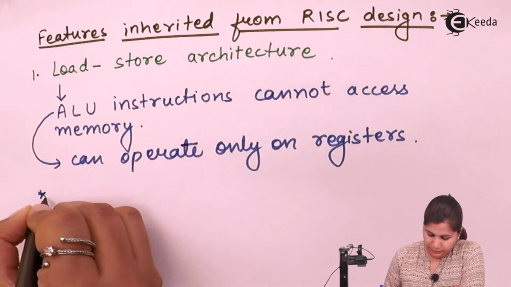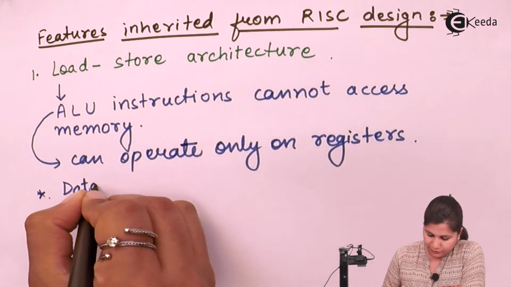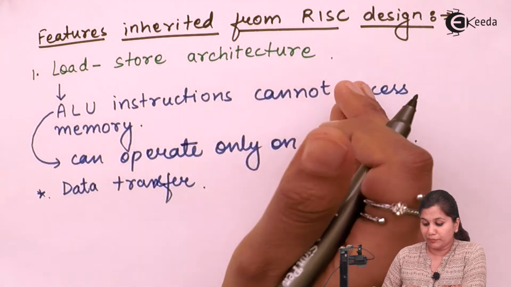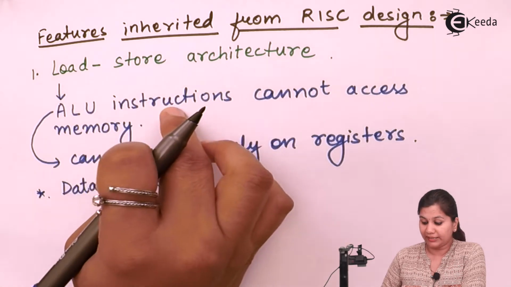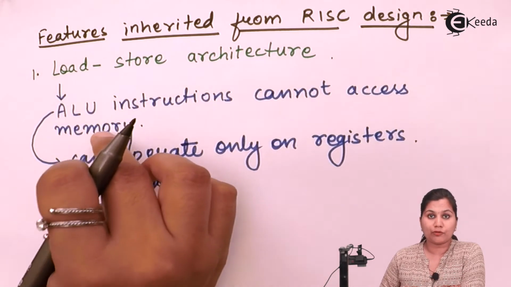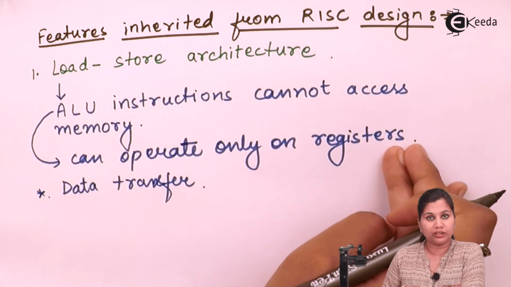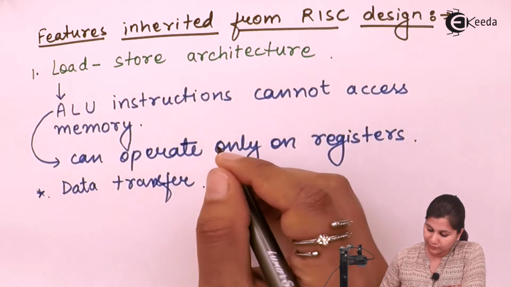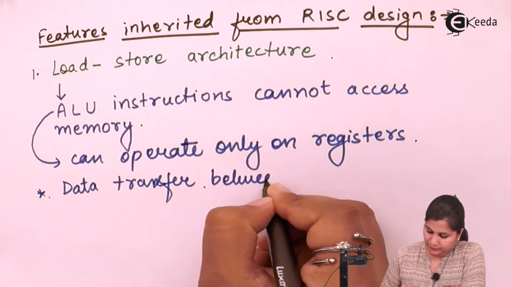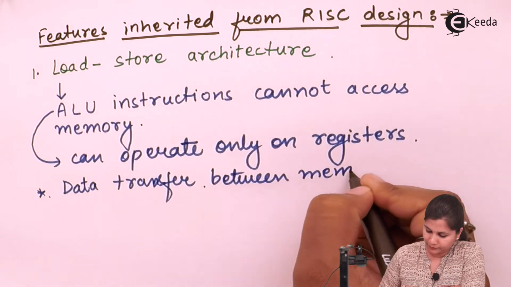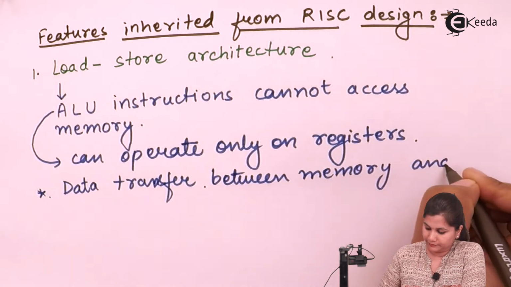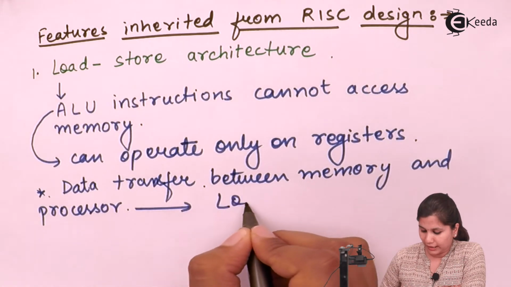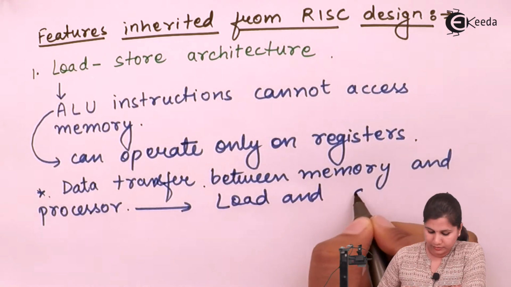Now, if we want any data transfer, because suppose the data on which we want to perform the ALU instructions is present in the memory, we have to transfer that data from memory into the registers, and only then can the ALU operations be performed. So the data transfer between memory and the processor is possible only by the load and the store instructions.